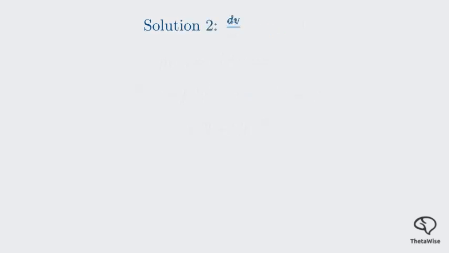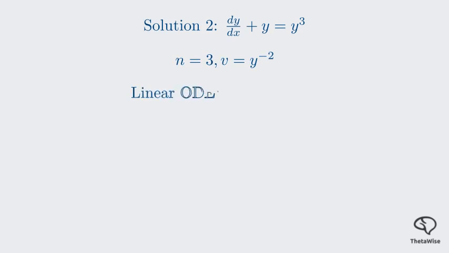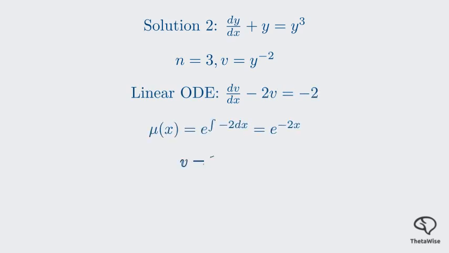For the second problem, this is a Bernoulli equation with n equals 3. The substitution is v equals y to the negative 2. This leads to the linear equation dv slash dx minus 2v equals negative 2. The integrating factor is e to the negative 2x. Solving for v gives v equals 1 plus c times e to the 2x. Substituting back, we get y equals plus or minus 1 over the square root of 1 plus c times e to the 2x. How did you do?